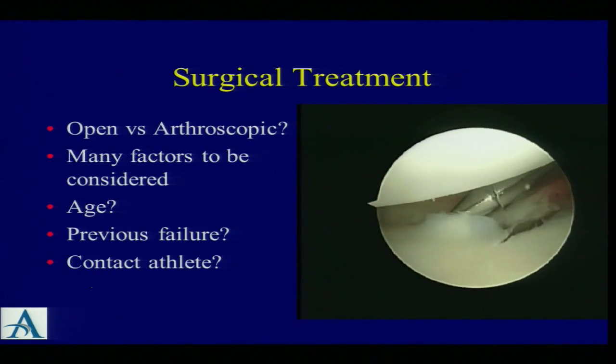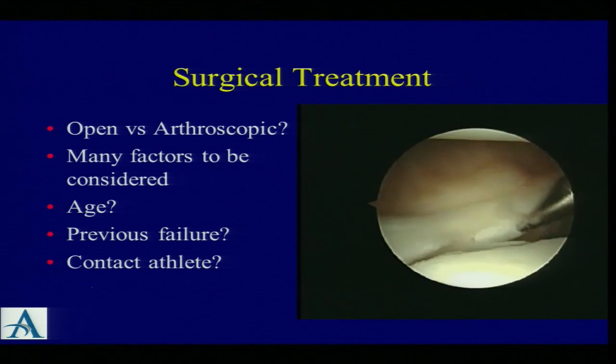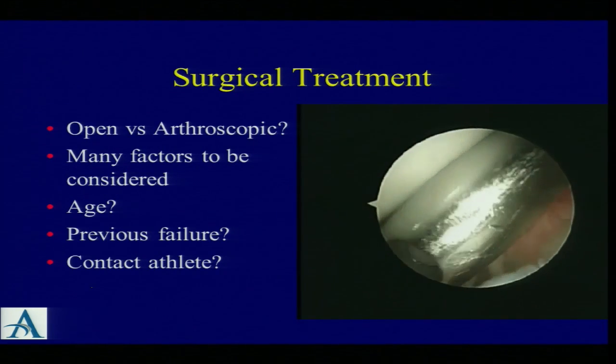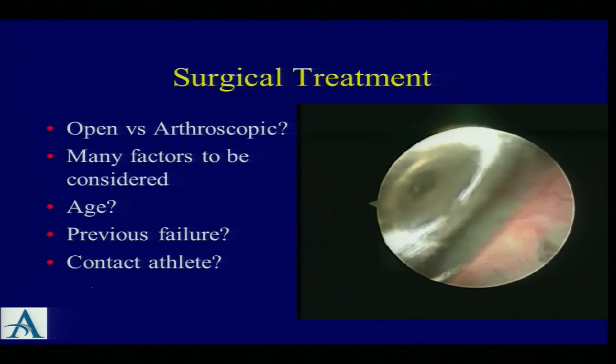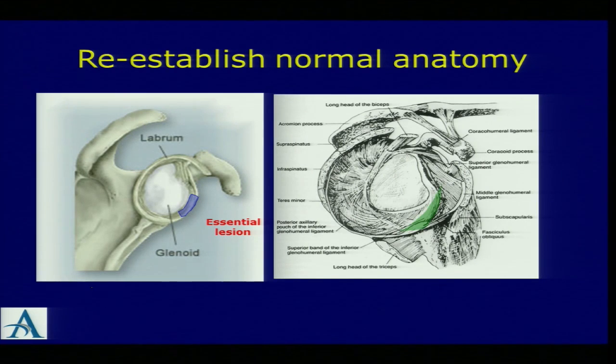So the surgical treatment can be varied at this point. I think the gold standard is arthroscopic stabilization, but there are factors to be considered: age among them, previous surgeries, contact athlete, level of sport, etc. Expertise of the surgeon. There's really a lot of factors. The goal is to reestablish normal anatomy. If it's as easy as reestablishing your classic essential Bankart lesion in an acute injury with no bone loss, that's a slam dunk.